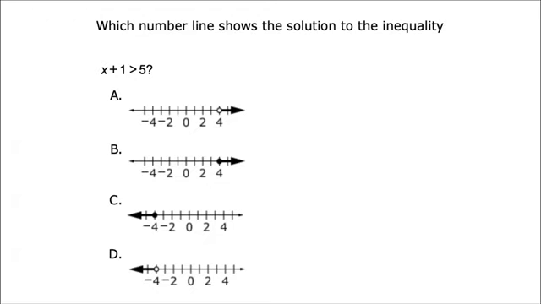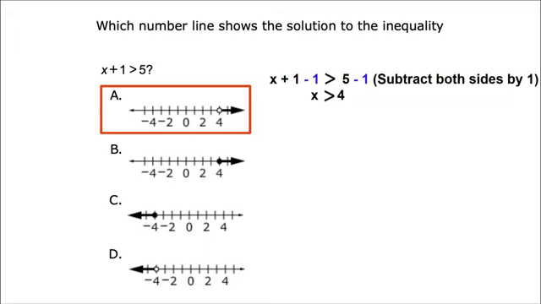Okay, now that you worked on the problem, let's see if you got the correct answer. If you said A, that is the correct answer. Once again, we have to take this inequality and make it into a form that we can work with, the x on the left side and everything else on the right side. So we have to get rid of that plus 1. We do that by subtracting 1 on both sides. Then the 1's cancel out and you're left with x, and 5 minus 1 is equal to 4.